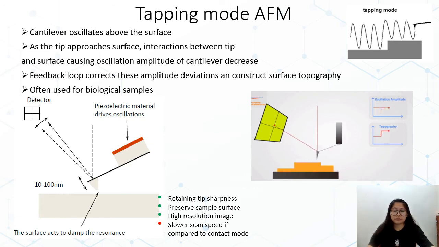This tapping mode is preferably used for biological samples because these samples are normally fragile and prone to damage. The advantage of tapping mode is that it can retain the tip sharpness and preserve the sample surface. By retaining the tip sharpness, we can ensure that the image produced is high resolution. However, the disadvantage of tapping mode is that the scan speed is very slow compared to contact mode.